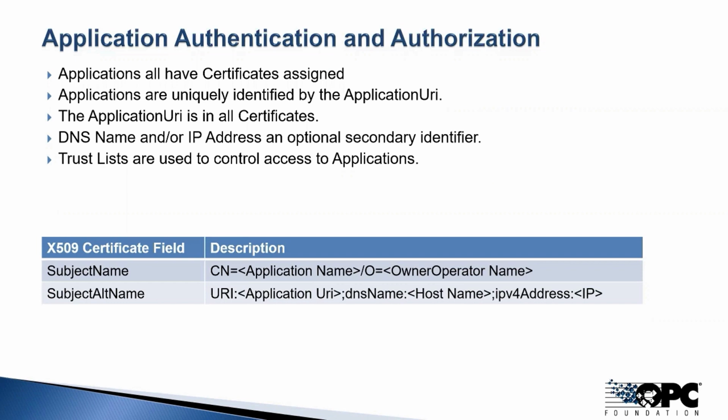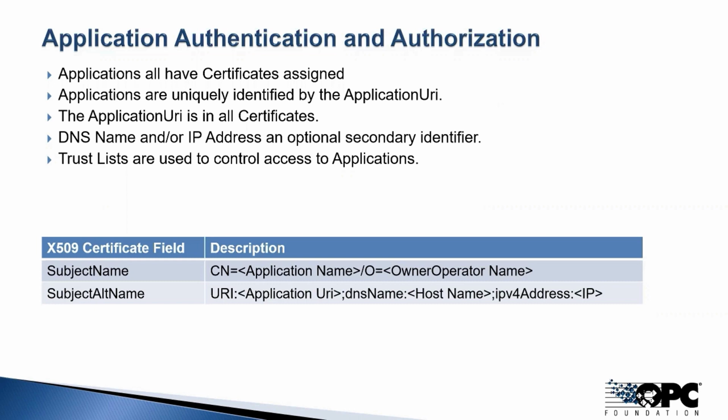So when a client connects to a server, it looks at the certificate, verifies the certificate, and makes sure that the application URI matches what it expects. The server does the same with the client. And so the cryptographic operations that happen when you establish the secure channel are used to prove that the peer is who they claim to be.